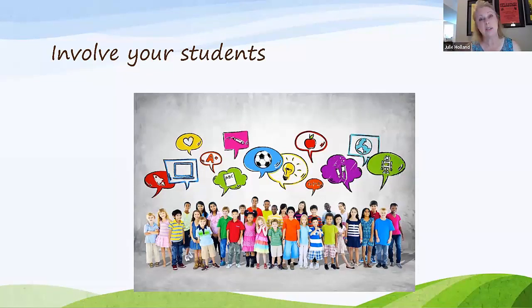I'm not just reading because my teacher says I have to read this. It's something I wanted to know. It's a question I had that I now want to find the answer to. That's where we want our kids thinking whenever possible.